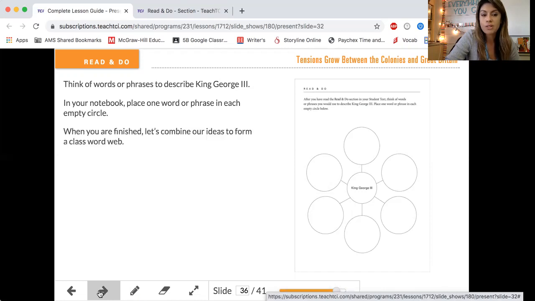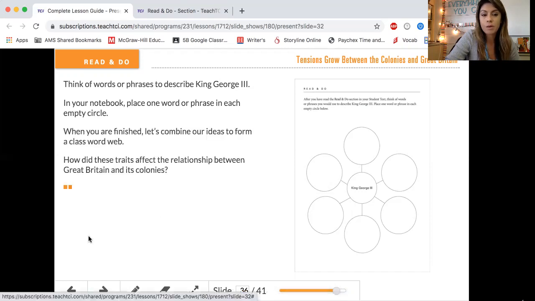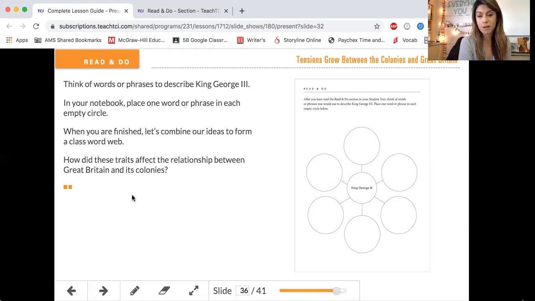When you're finished, we will go ahead and move on. So go ahead and pause the video now so you can fill in this chart and press play when you are ready to continue. All right. How did these traits affect the relationship between Great Britain and its colonies? So how did his personality affect the relationship between Great Britain and its colonies?